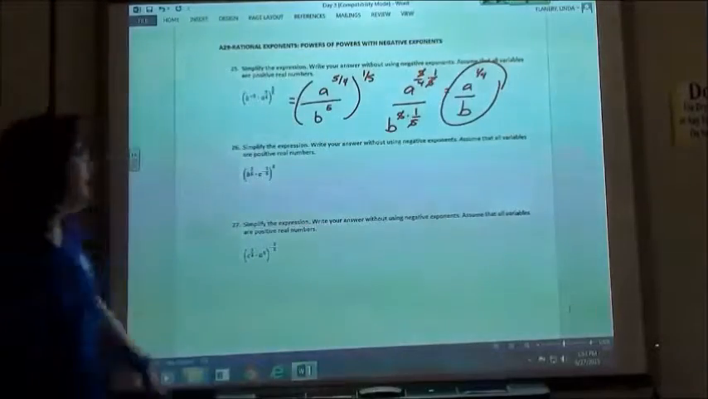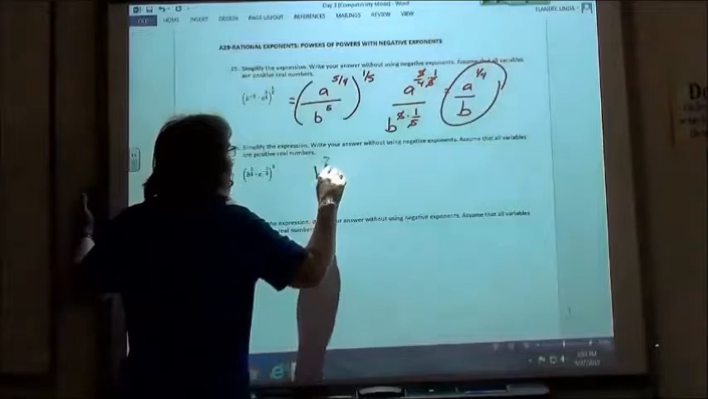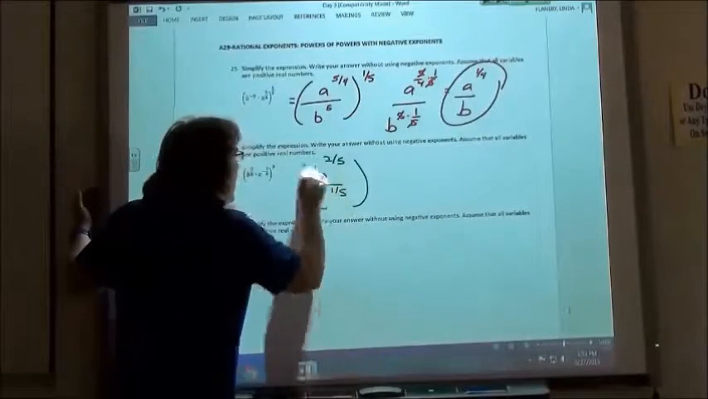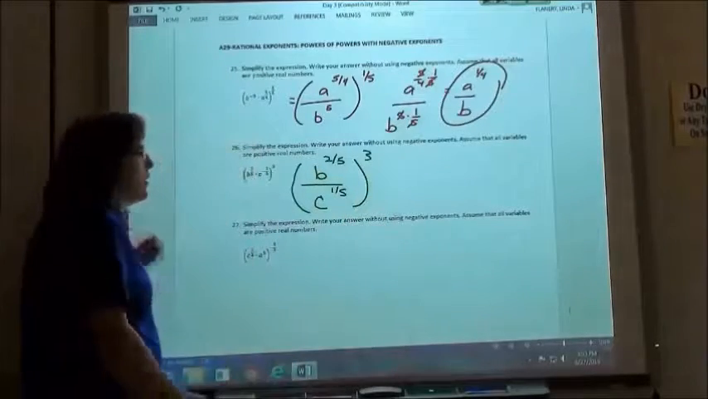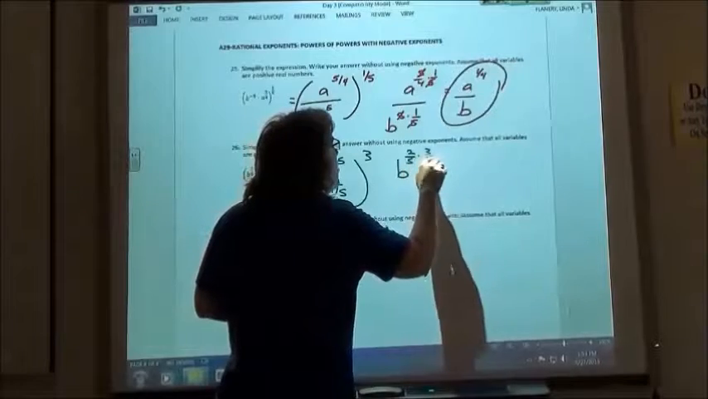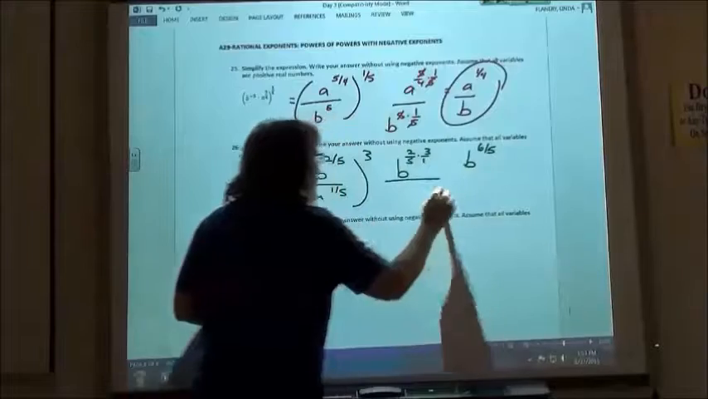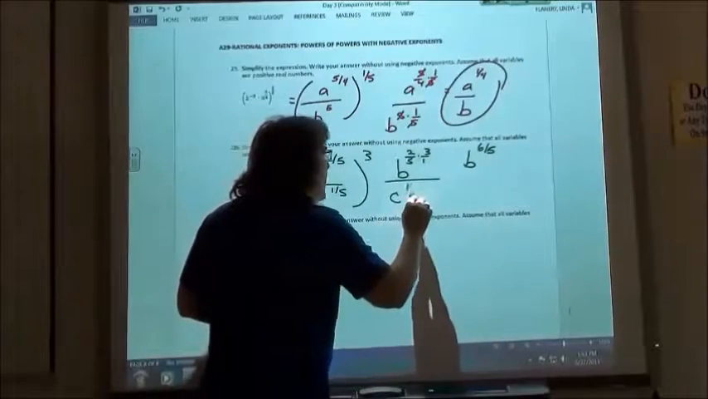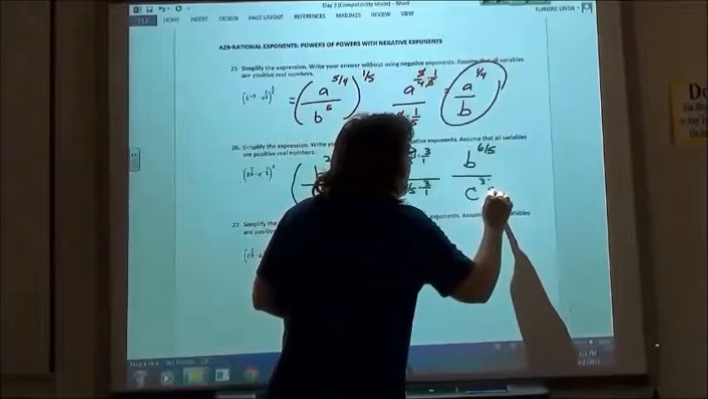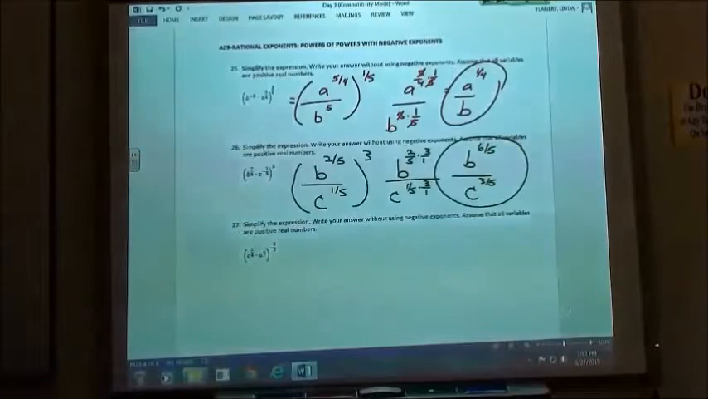So the next one again, it has that negative exponent. I'm going to get rid of that first. And so I'm going to write it as b to the 2/5 over c to the 1/5. I'm going to raise that to the 3rd power. So I'm going to take b to the 2/5 times 3 over 1, which would give me b to the 6/5. And then I'm going to take c to the 1/5 times 3 over 1, which gives me c to the 3/5. And that's going to end up being my answer.